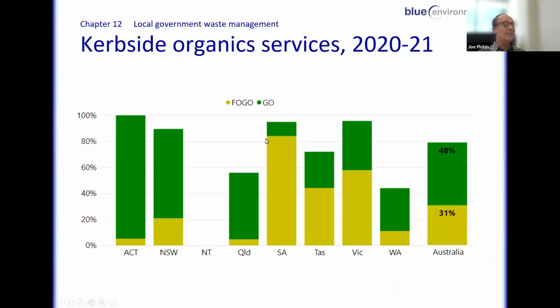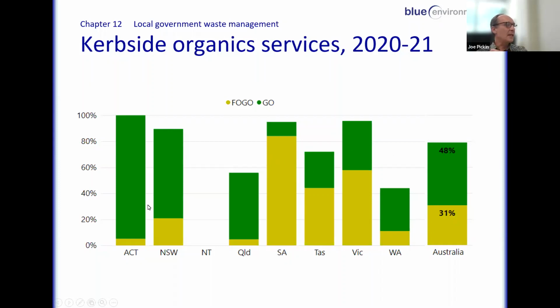Okay, now this is the corrected one. Corrected this yesterday, I forgot to do the other one. And here it's showing overall 79% of the population, not the number previously shown, have got access to some sort of curbside organic service.